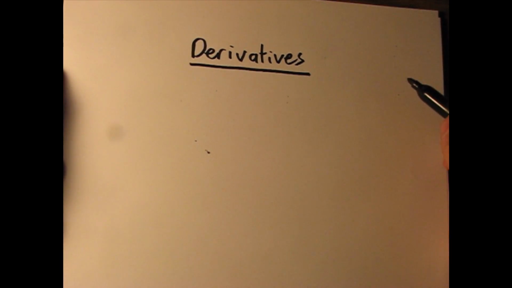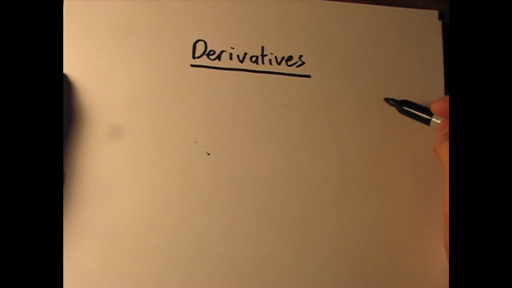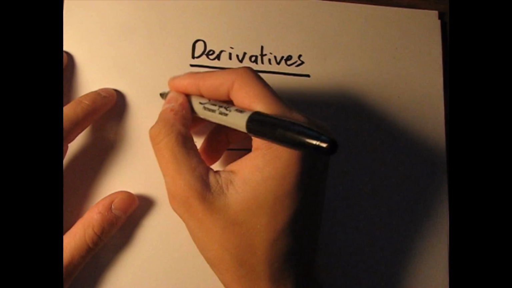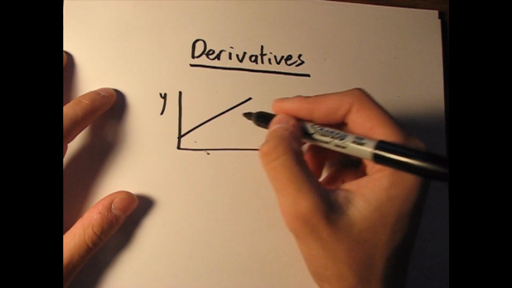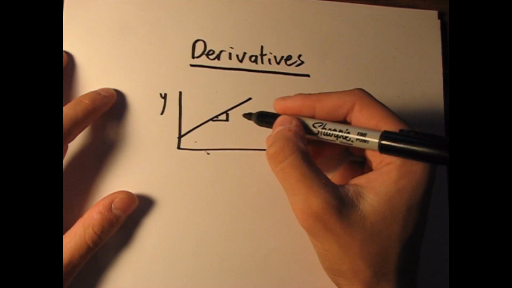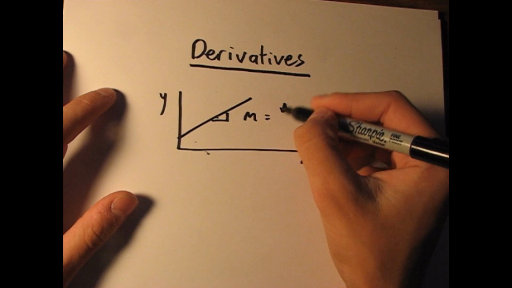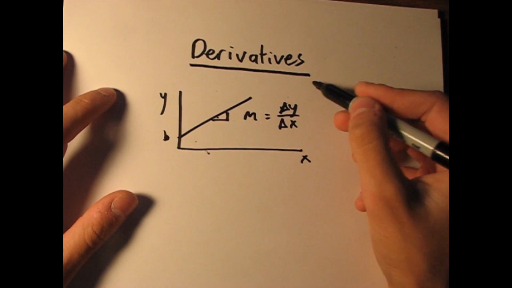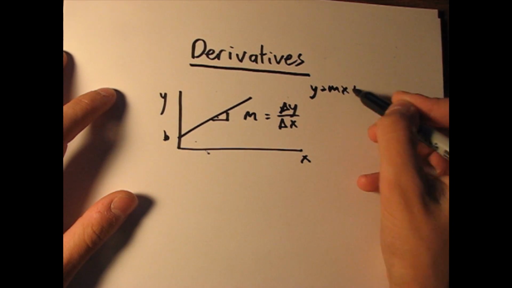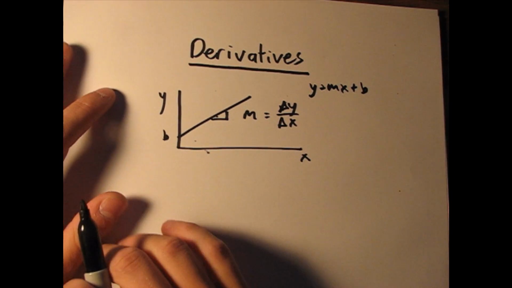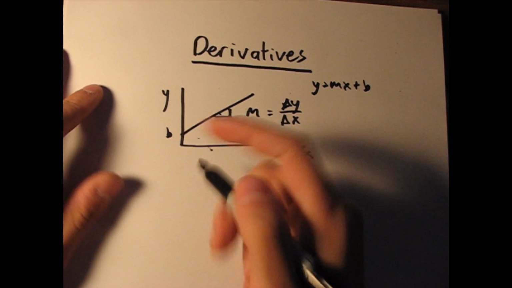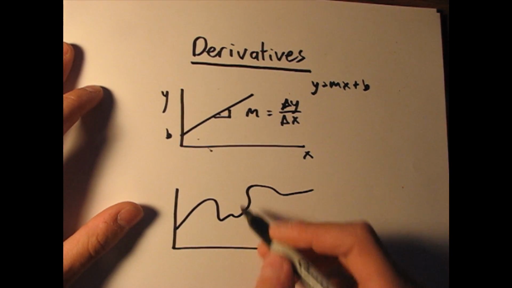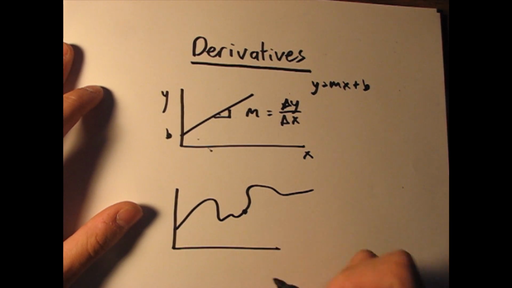Now you might be thinking, wait a second, I learned that in Algebra 1. We all know what y equals mx plus b is. The slope is just change in y over change in x. And yeah, that's all well and good, but what if you have a graph that looks something like this? What's the slope at that point?